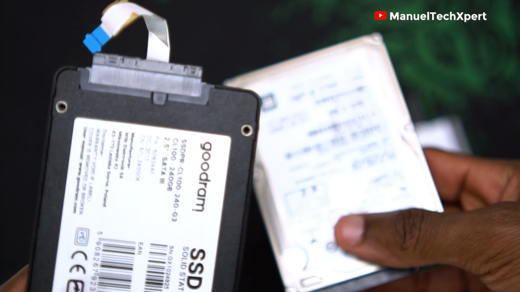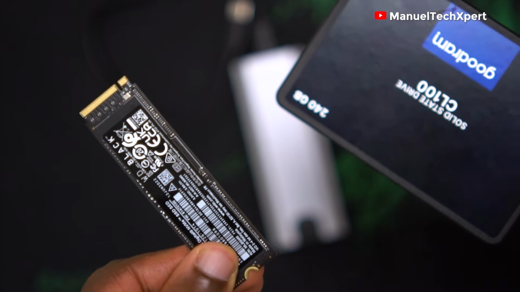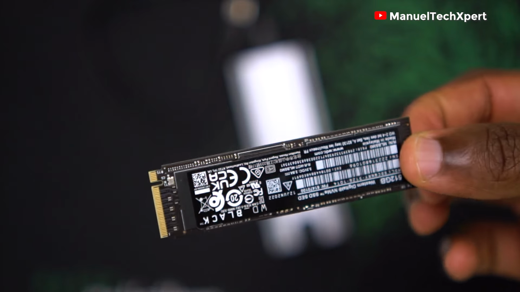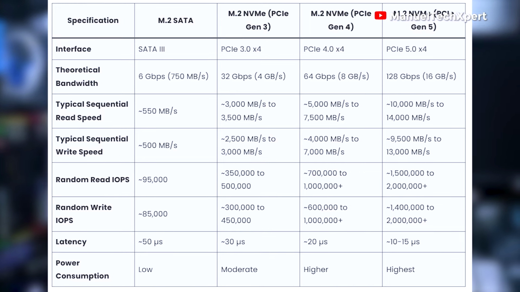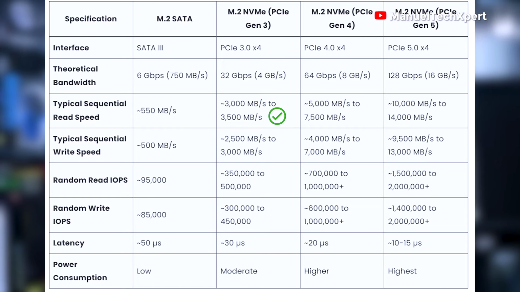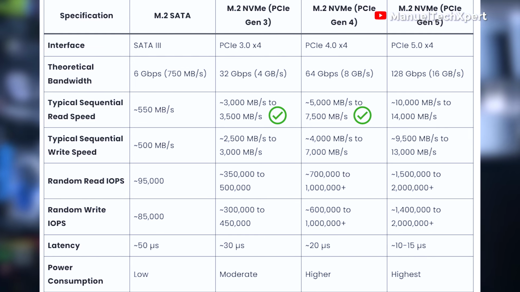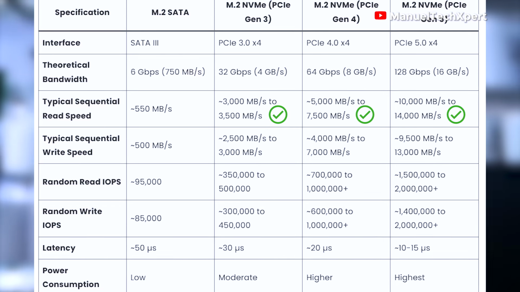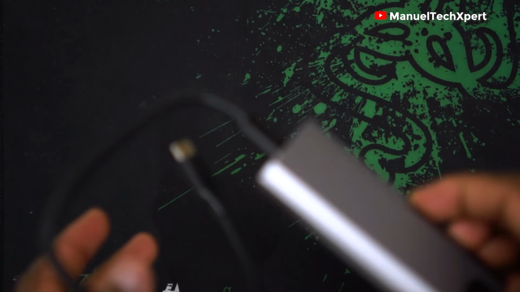It has a better speed. But when we are comparing this SATA SSD to that of the NVMe, we have generations 3, 4, 5. And all these generations come with different speeds. The third generation for NVMe can go as far as 3,500 megabytes per second. The fourth generation can go as far as 7,000 megabytes per second. And the fifth generation is 14,000 megabytes per second, which is way higher than the 600 megabytes per second.